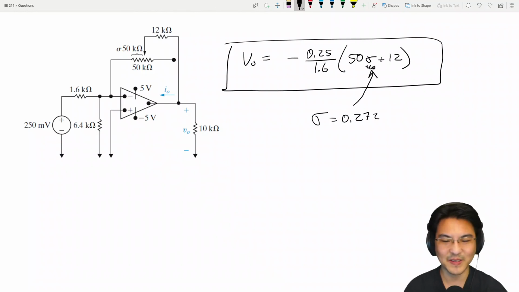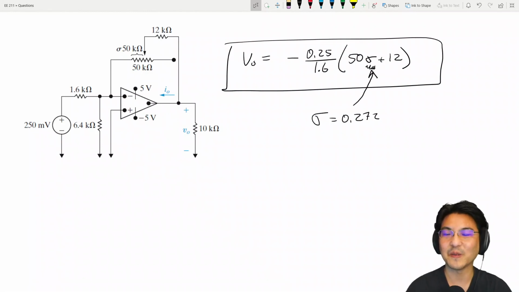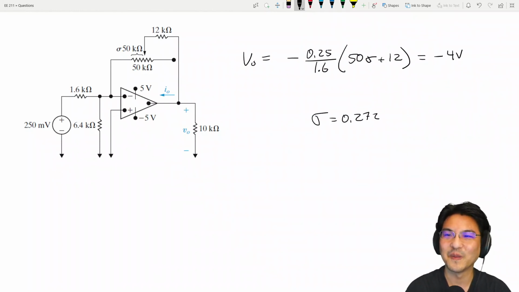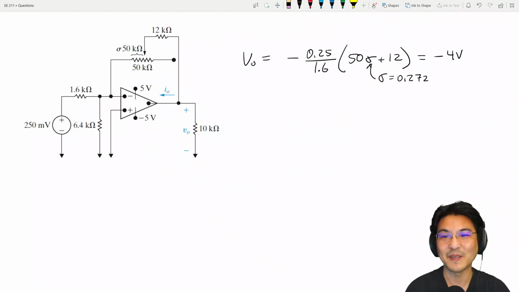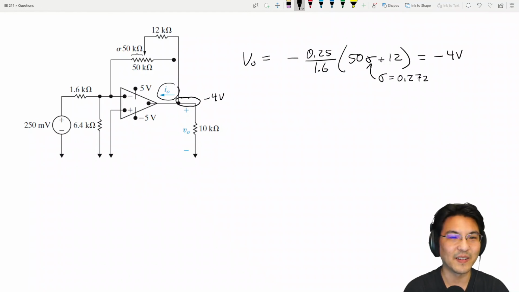Okay, let me pause and actually get a number for that. If I plug in the value, it just works out to be a nice even -4. So if sigma is 0.272, then the output voltage happens to be -4. So right here, the voltage is -4. And we want to know the current here.